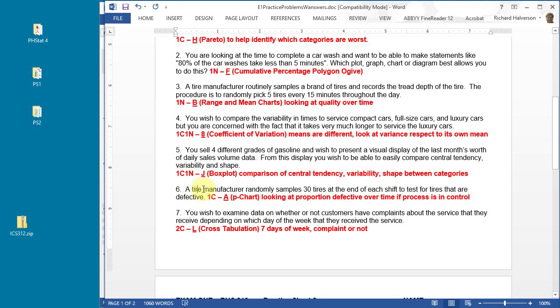Okay, the 5th one is a tire manufacturer randomly samples 30 tires at the end of each shift to see which ones are defective. Okay, so this is a proportional chart. We're looking at defects, single categorical data. It's over time, and so it's a process. We want to keep tabs and make sure the process remains in control. It's just pass or no pass. So a P chart, proportional chart, is the best one for that.